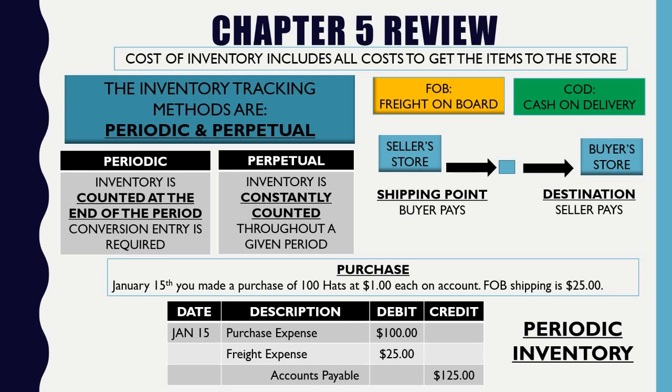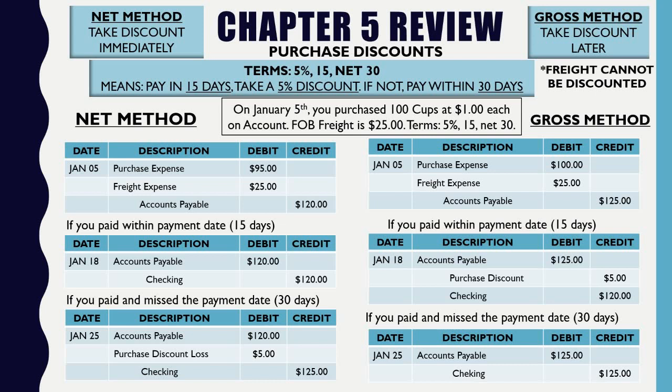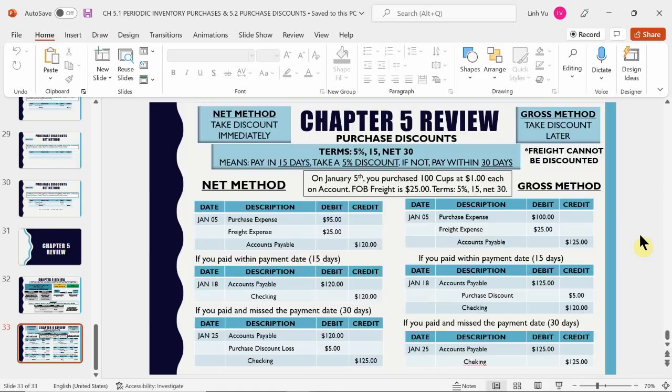We talked about the two different shipping methods and how the transfer of title is handled and who is responsible for what. Then we talked about what happens when you have a discount. We talked about terms. Terms are a condition that must be met, and it's determined by payment. And we talked about the net method versus the gross method. So there you go. That is chapter 5.1 and 5.2.